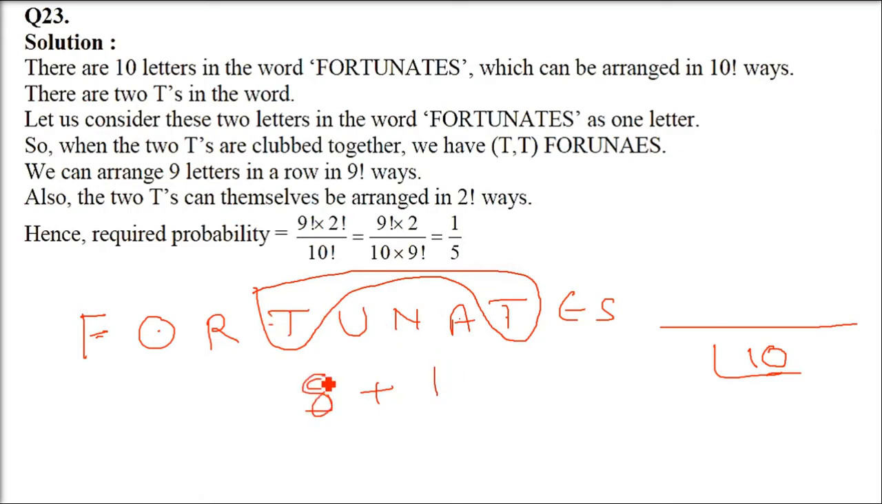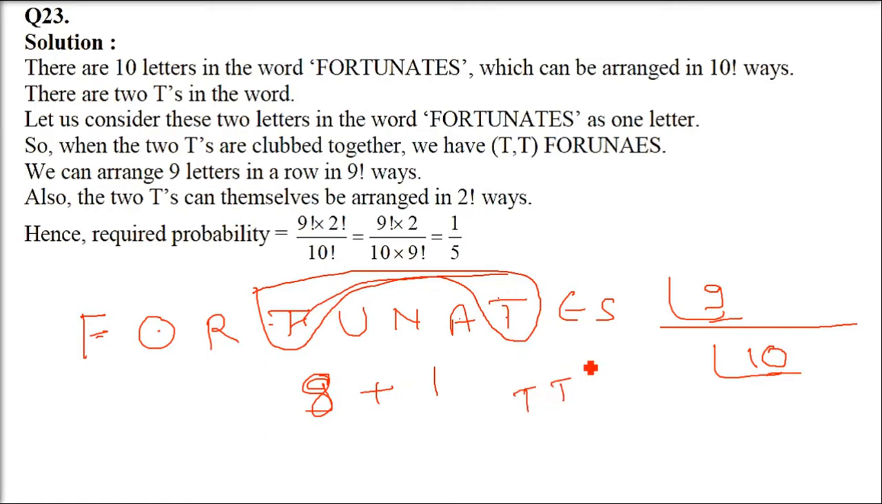No, 8 plus 1 it is. 8 plus 1 will be factorial 9. We are taking TT together, so only 9 will remain. So 9 factorial. I'm just saying that I'm removing TT and adding it as just 1.